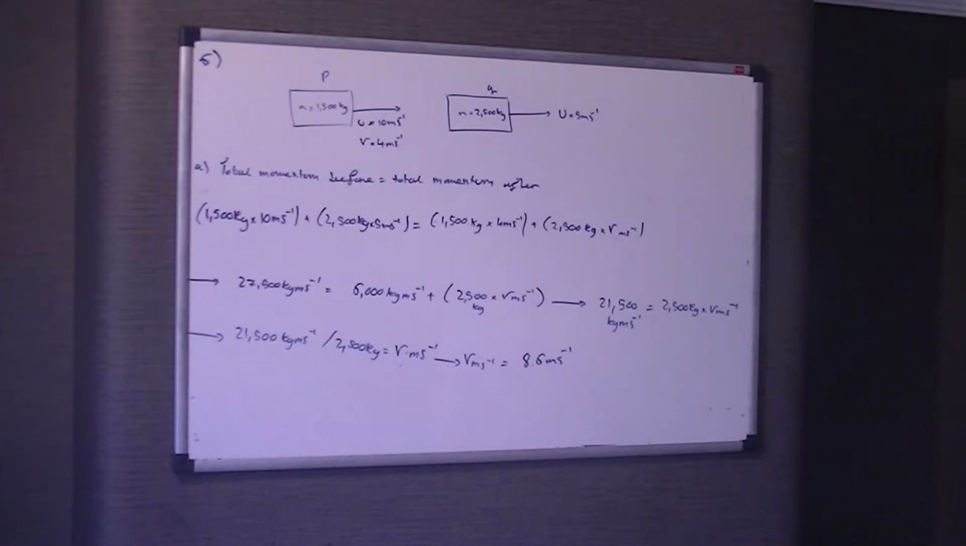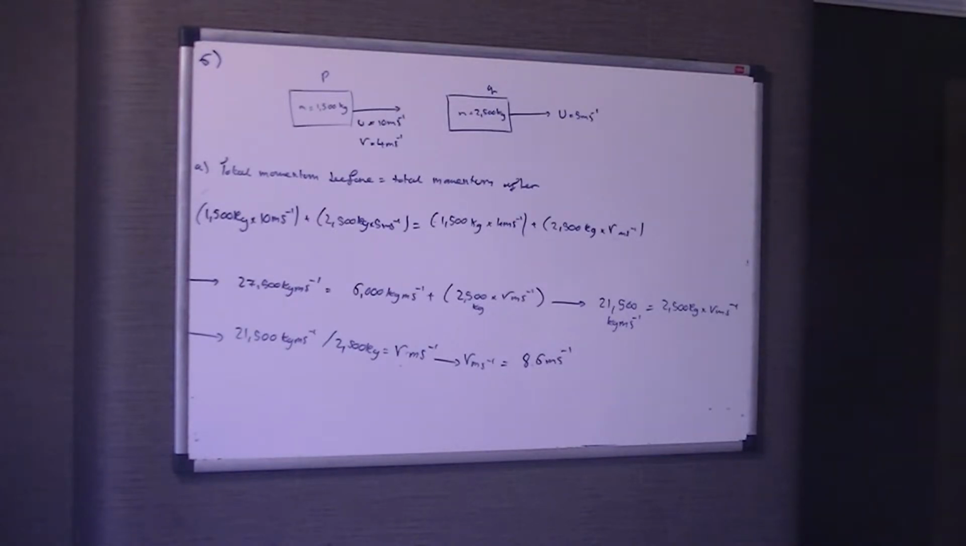Alright, so what we did was total momentum before, so we did the mass times the initial speed plus the mass times the initial speed of Q and P. Then we put that equal to the mass times the final speed of both of them. However, we didn't know what the final speed of Q was, although we were told that, we just had to show it. And then it was a case of multiplying it out and simplifying it down and dividing both sides to get v meters per second on its own, and then you should get 8.6 meters per second.